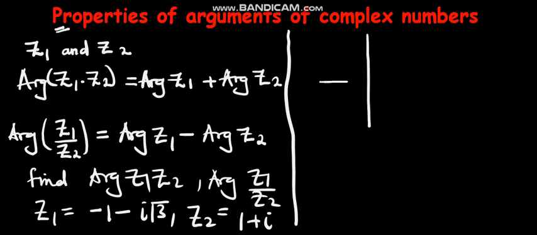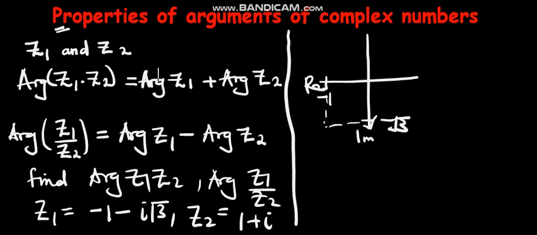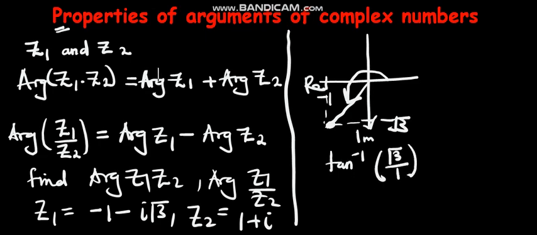So we have to plot our Argand diagram, and our z1, we say that it is -1 on the real axis, and it is -√3 on the imaginary axis. Now we have to plot these points, and that is our z. So we need to find this angle. Is that okay? So that angle will be tan inverse of √3 out of 1, and it is our theta.